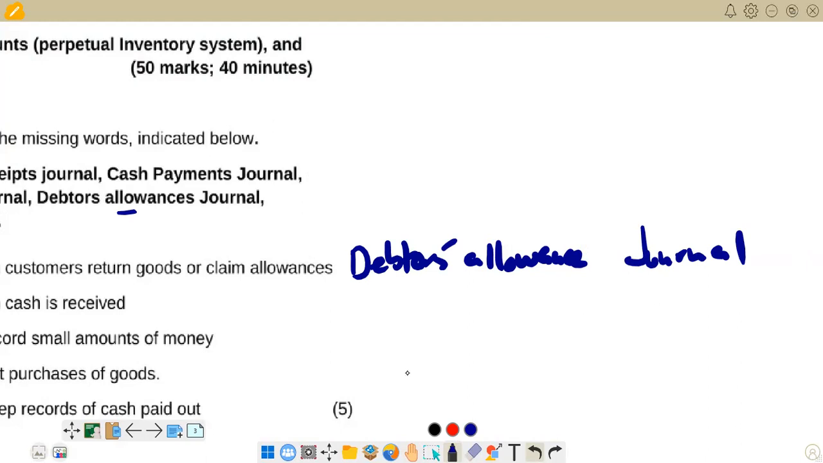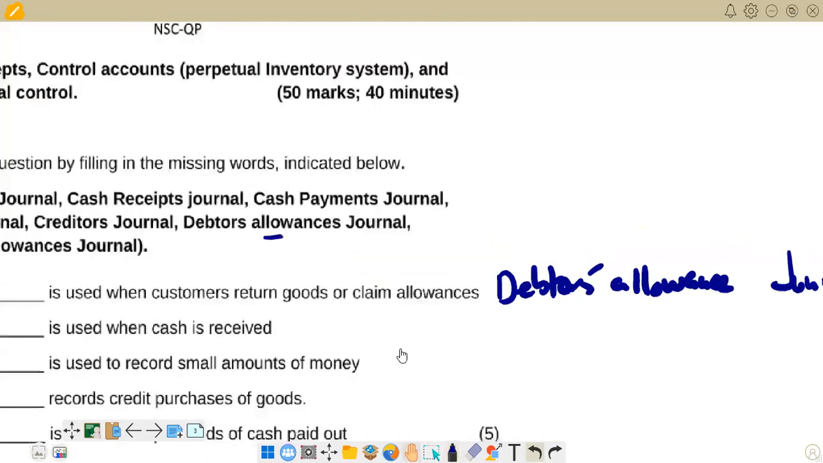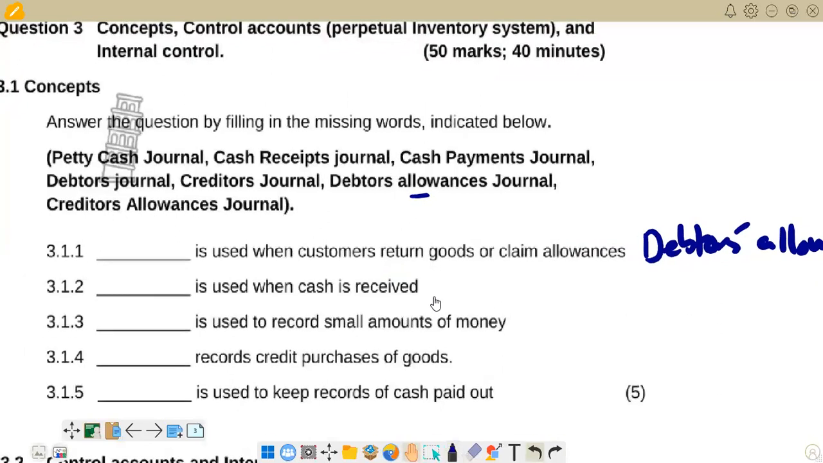So that's what we have in terms of the first part of that question. Then we go to the second. We've got 3.1.2. It reads, dash is used when cash is received. We know that when cash is received, we enter it in the cash receipts journal. So the cash receipts journal here is the most appropriate for 3.1.2. That's where we record cash which is received. So we can just indicate there that this is the cash receipts journal.